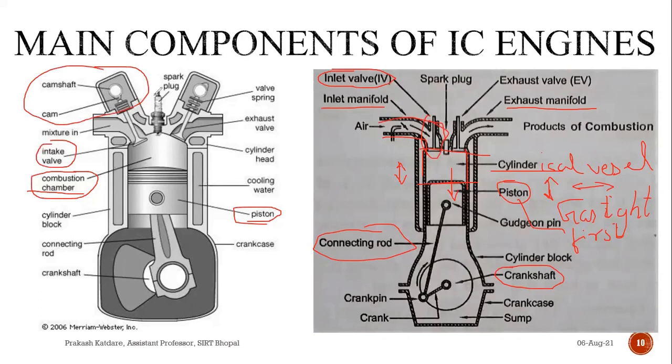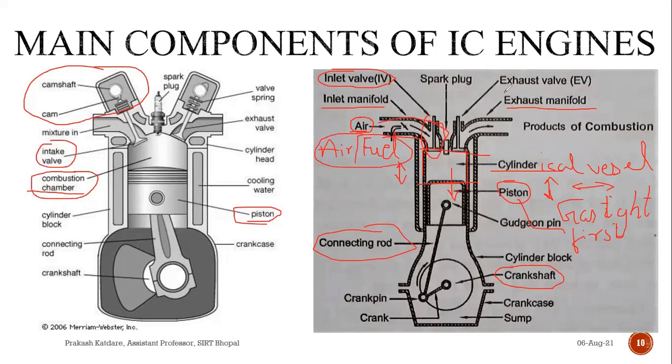So what is the inlet manifold? It is a pipe which consists of this complete system, and through this, either air or air-fuel mixture enters into the combustion chamber. In case of a CI engine, only air will be entering. In case of an SI engine, air and fuel mixture will enter from this inlet manifold.